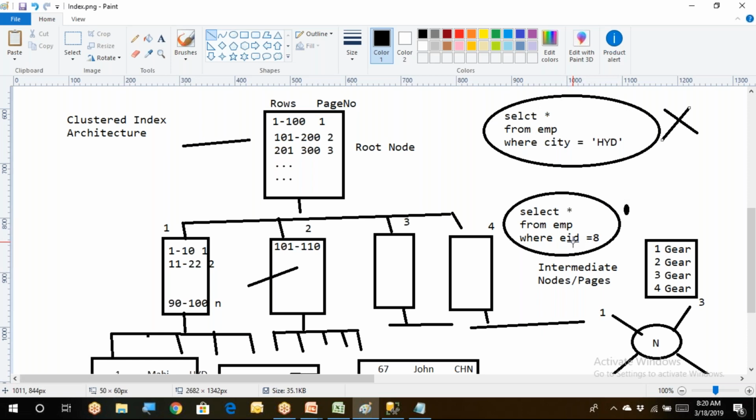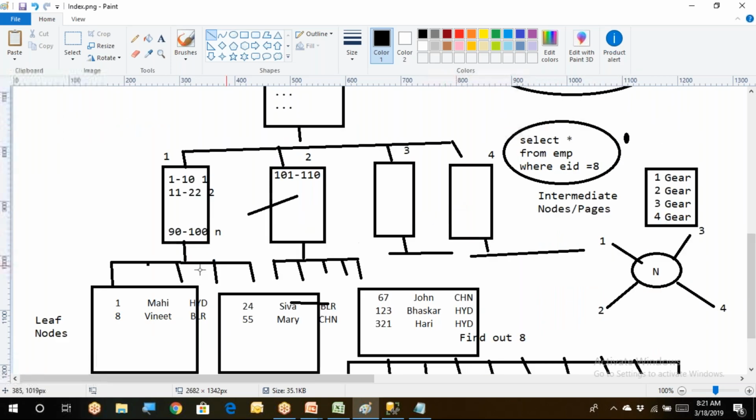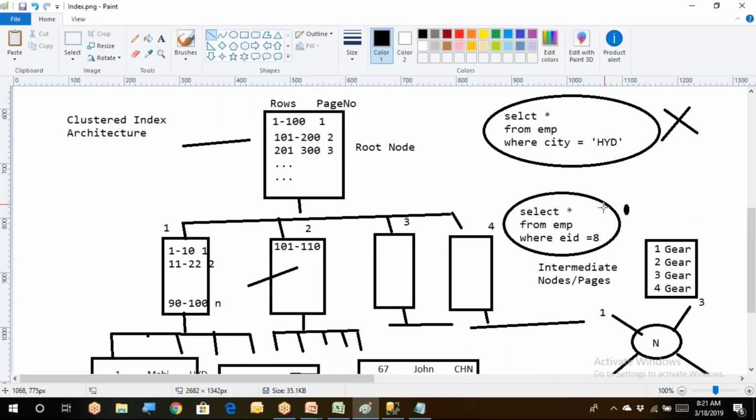But tomorrow I may be writing the data based on the city also, but on the city column you don't have any index, and the existing index is not sufficient to get the data from the city column. So it's going to be using a table scan again. It will go row by row. Is it Hyderabad, is it Hyderabad, is it Hyderabad? Even though the index page is available, the index is not useful for the city column.